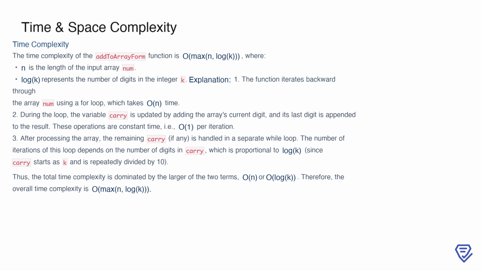Once the array is fully processed, any remaining carry is handled in a separate while loop. The number of iterations in this loop depends on the number of digits in carry, which is proportional to log k, because carry starts as k and is divided by 10 repeatedly. Therefore, the overall time complexity depends on the larger of these two terms, resulting in O(max(n, log k)).